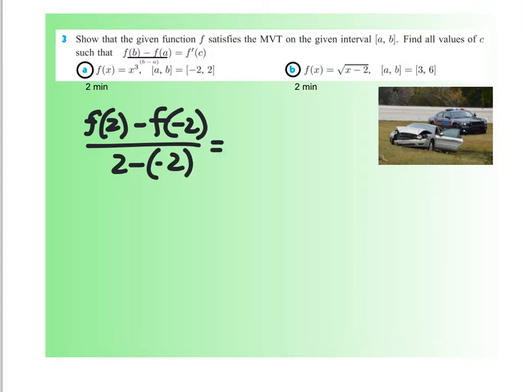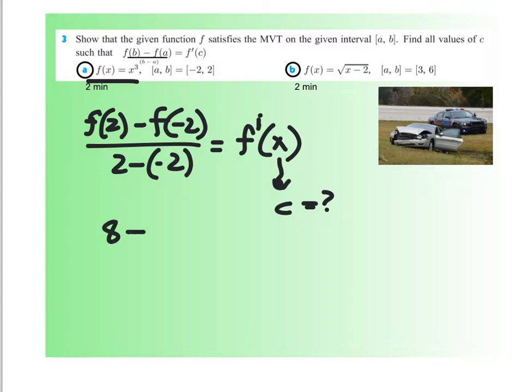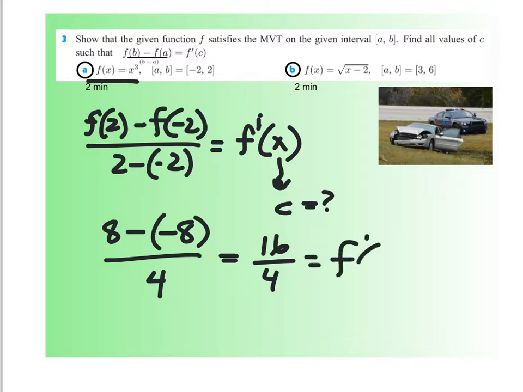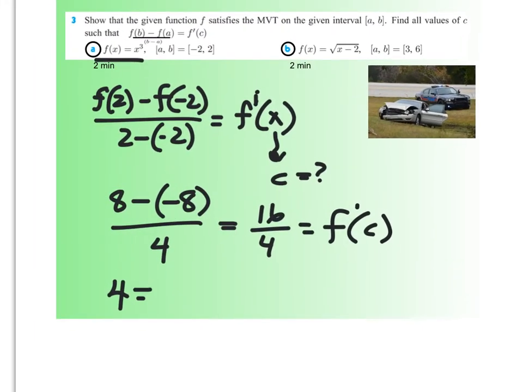is going to be equal to the derivative of our function. The derivative of f of x equals x cubed at some value x. We're going to figure out what that value is. Okay, so f of 2 would be 8 minus f of negative 2, which would be negative 8, over 4. So we want to show that 16 over 4 equals f prime at some value c. So we want to find where the slope on this function would be 4.